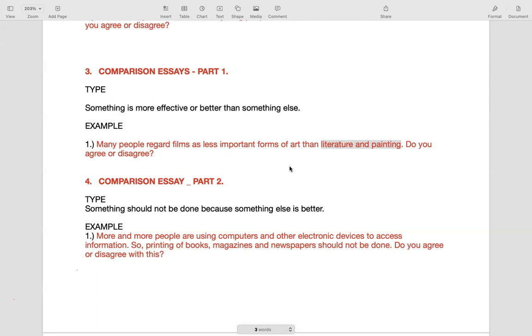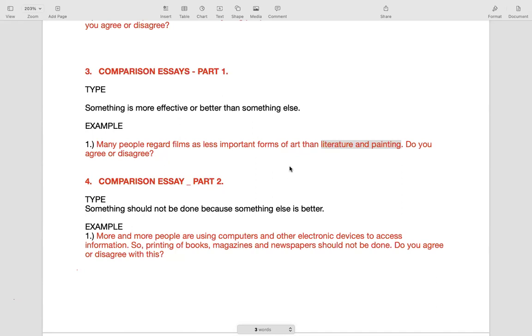Okay. So in this case, they're saying printing should not be done because people can look at information by using computers for accessing it. So printing should not be done. Again, they're comparing two things. One thing is books and the other thing is ebooks, or in a way electronic information. They're saying electronic information is better, so you can stop printing of books. So that's the category I formed for the second one.